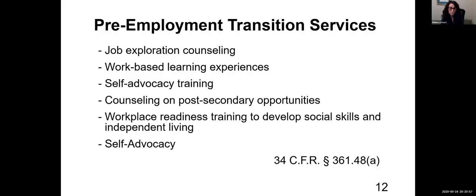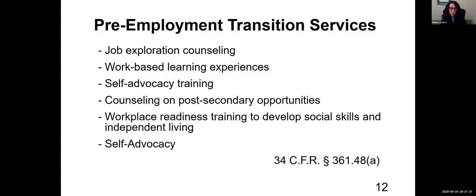So some students may receive all 5 services. Some students may receive 1 or 2, but all of these services should be made available. And there's not an application or eligibility process for student services. There's a 1-page form on the DOR website that a student can fill out to request services.